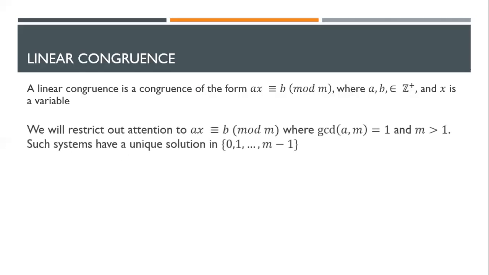So for this course and moving forward, in particular, we're going to be interested in restricting our attention to solving congruences where AX is equivalent to B mod M, where the GCD of the multiple A and the number we're modding by M is 1. So A and M need to be relatively prime. M is going to be positive. The nice thing about this is that such systems will have a unique solution in a mod M world, that is, in the set of integers from 0 to M minus 1.